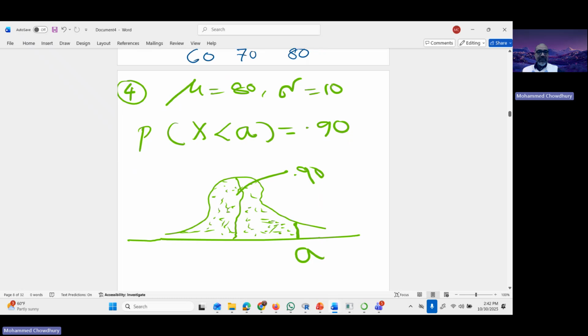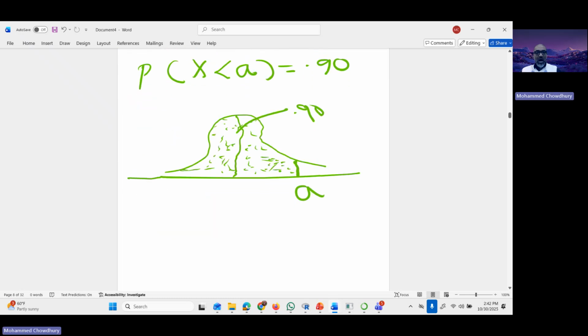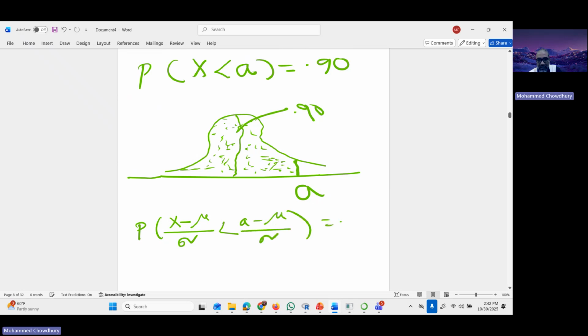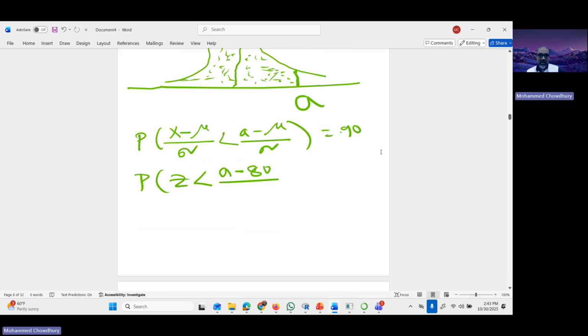Then in order to find this value, let me show you how we solve it, okay? How we solved it 20 years ago, 25 years ago. So we solve it this way. Probability of (x minus mu) over sigma less than or equal to (a minus mu) over sigma equal to 0.90. Then this is my z, and then I can put there a minus mu, which is equal to 80, and this is equal to 10, right? So I put here 10.